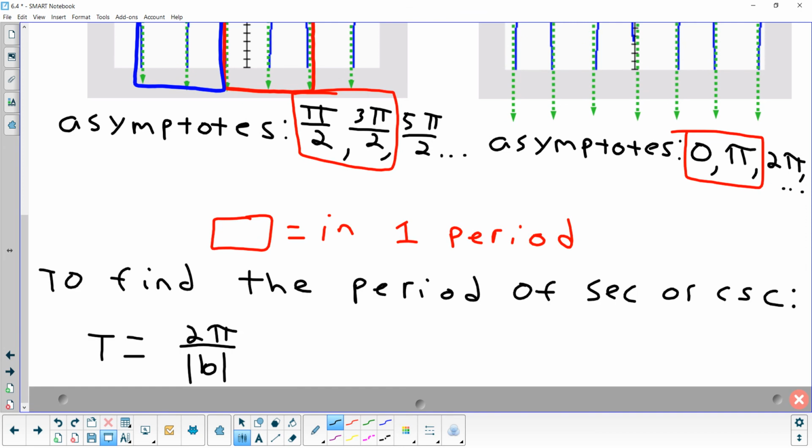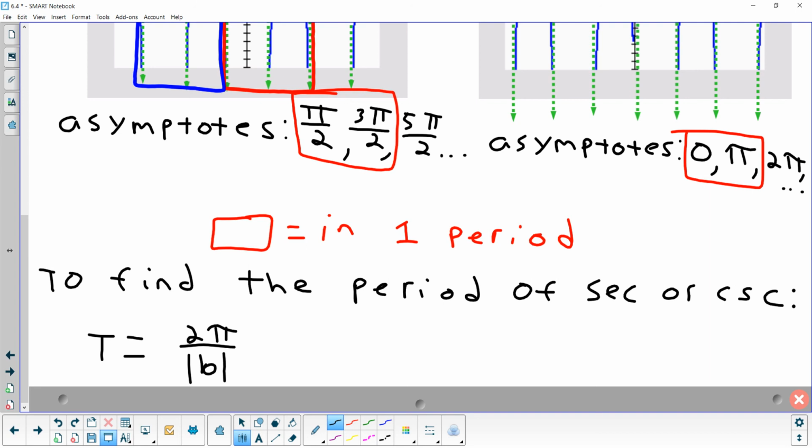Okay, to find the period of secant or cosecant, it's the length of the original cycle divided by b. Since secant and cosecant come from sine and cosine, they have the same period as sine and cosine. So most of the time, if you want to find the period, it's 2 pi over b. The only ones that use pi over b are tangent and cotangent.